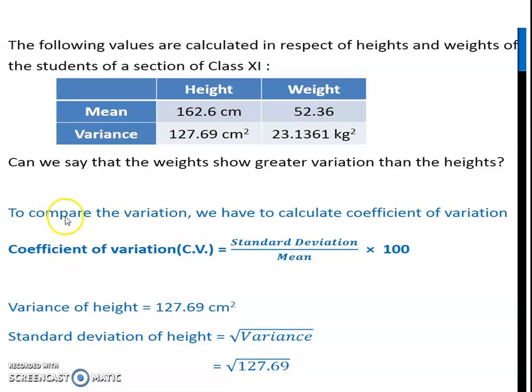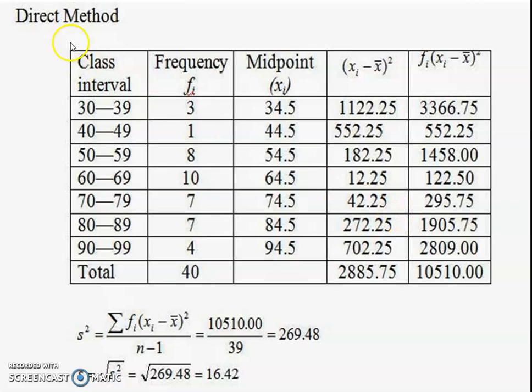Let us check. To compare the variation, we must calculate the coefficient of variation. CV is equal to standard deviation upon mean into 100. Variance of the height is 127.69 centimeter square. Standard deviation is the square root of 127.69. So using this concept, put the values and derive which condition is verified. Use and solve these as homework.